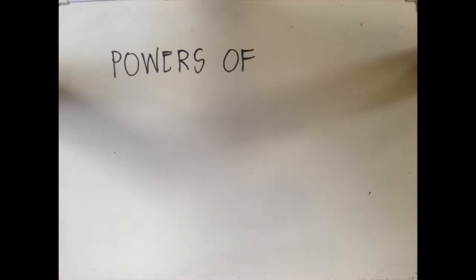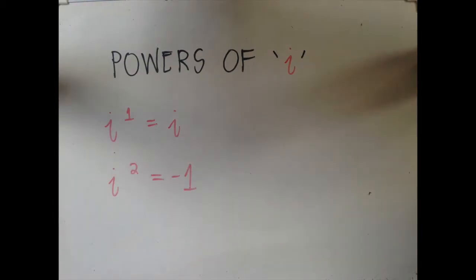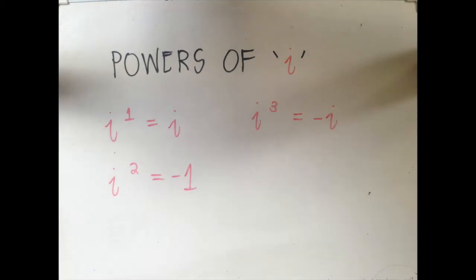To prepare for multiplication and division of complex numbers, we have to first do the cycle of i. i to the first is equal to i, i squared is equal to negative 1, i cubed is equal to negative i, i to the fourth is equal to 1. The powers begin to repeat after i to the fourth.